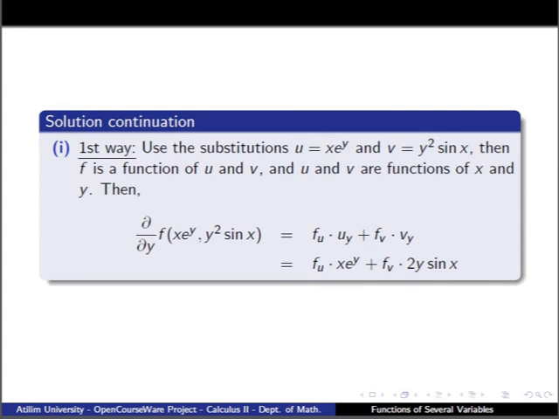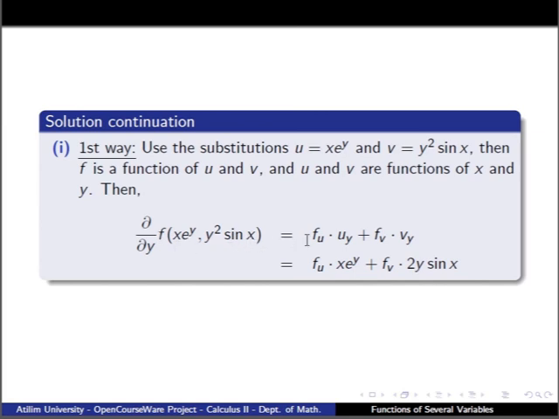So we can say that in the first method, we may use the substitution, that is, in the function for each x we can put values. So we can substitute the functions u and v. We can say that u is x times e to the power y, that's the first variable of f, and also v is the function y squared sine x, which is the second variable of the function. So in this case, f is a function of u and v.